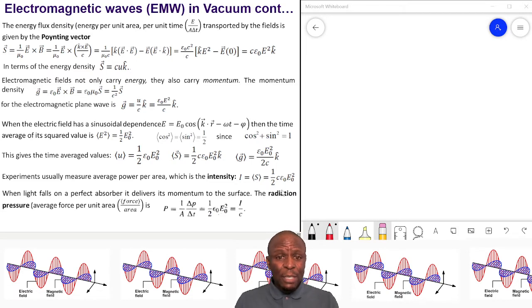Now, we must also talk about when light falls on a perfect absorber, it delivers momentum to the surface, the radiation pressure. The radiation pressure is nothing else but the force divided by area, and the pressure is just the intensity divided by c.